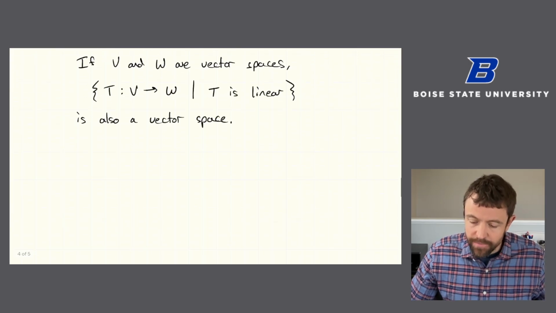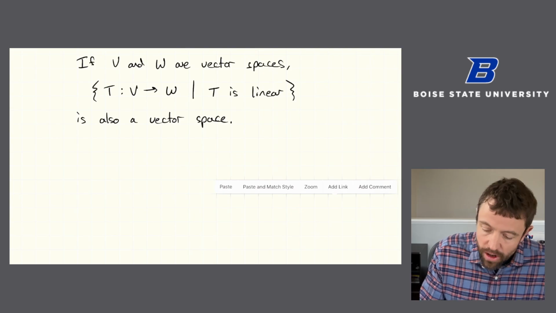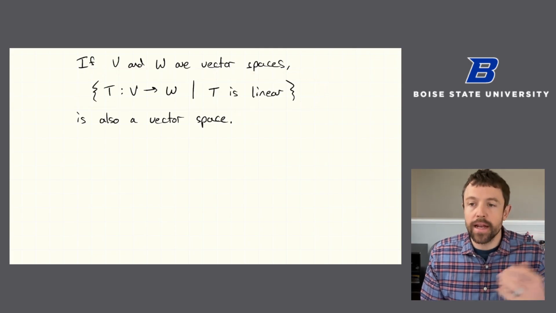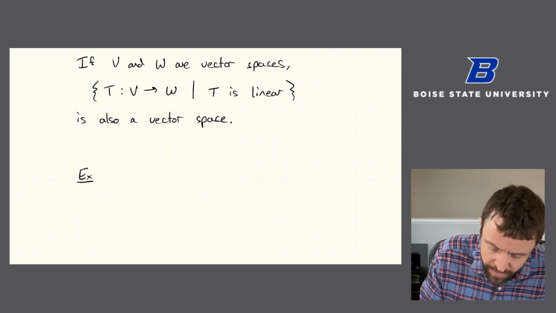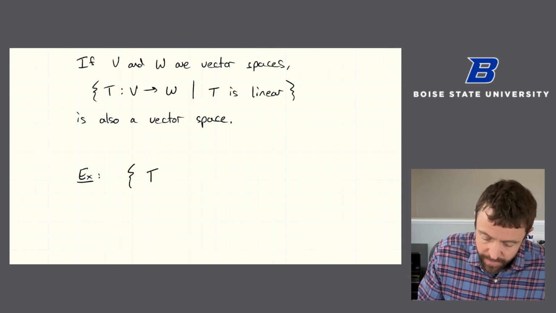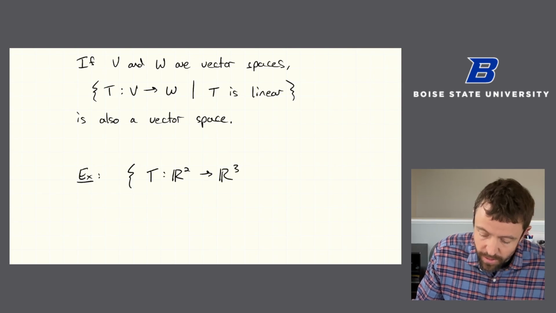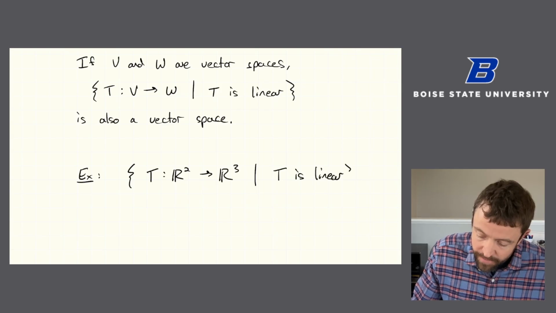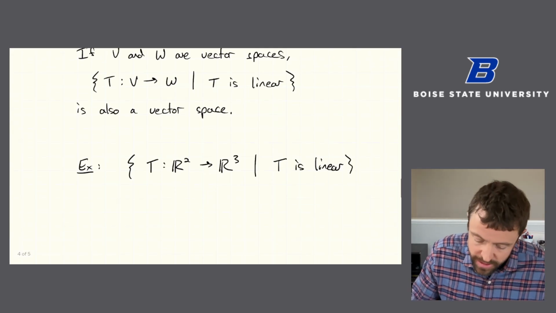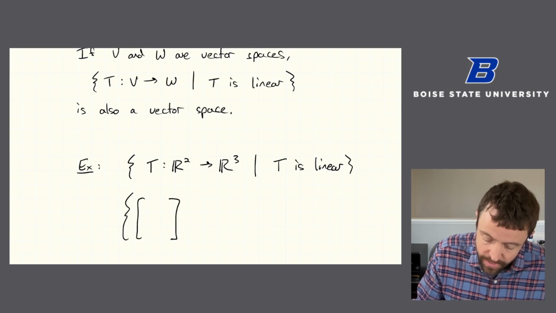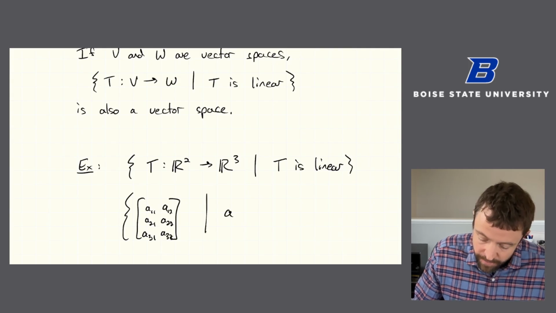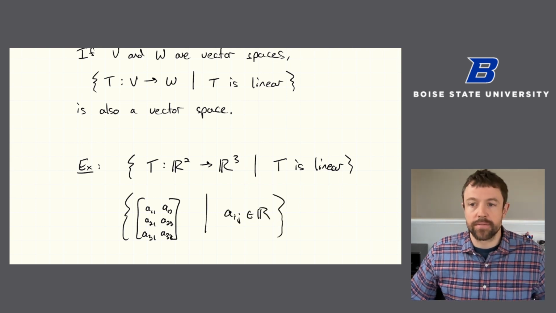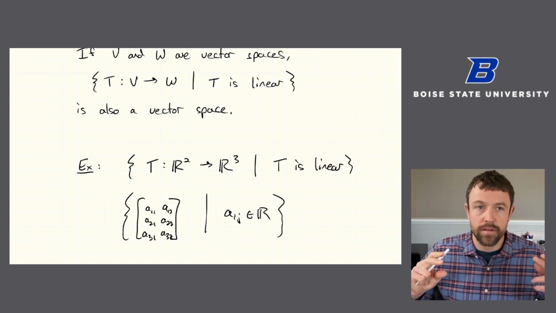And so I'm going to summarize this abstraction in the following way. If V and W are vector spaces, and we look at all of the linear transformations between these two spaces, then we get another vector space. So stated in terms of our example, the set of all linear transformations from R2 to R3 is a vector space. Or if we think about this in terms of matrices, the set of 3 by 2 matrices is a vector space with this definition of addition and scalar multiplication.